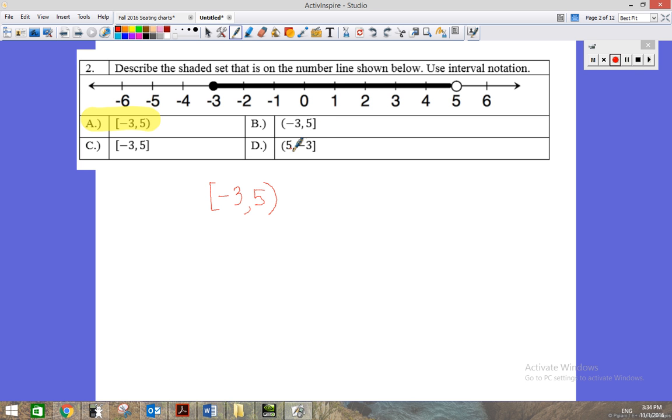There's no way that we would have chosen D, because it's not a smaller value, comma, a larger value. 5 is bigger than -3. No way could I have chosen that. So among the other choices, with one being solid and one being hollow, it has to be A.